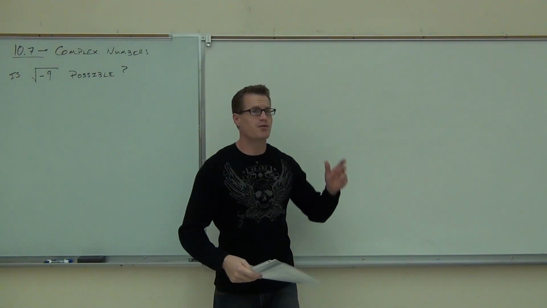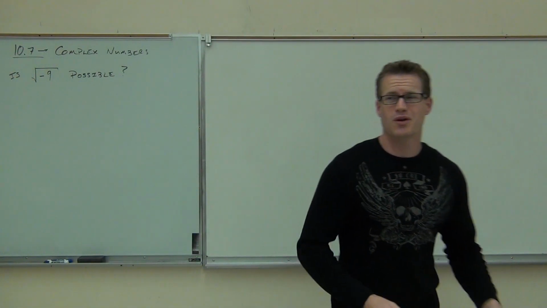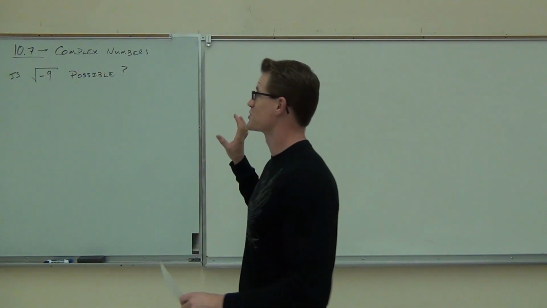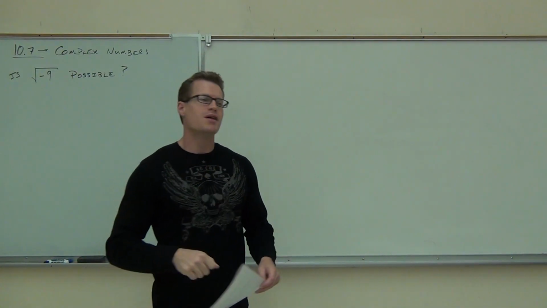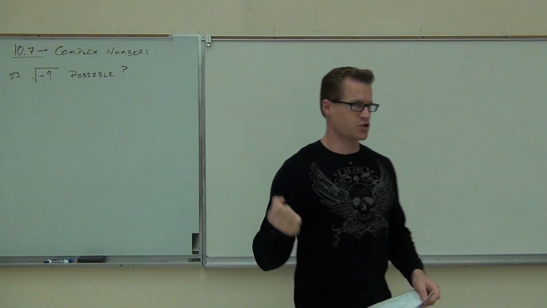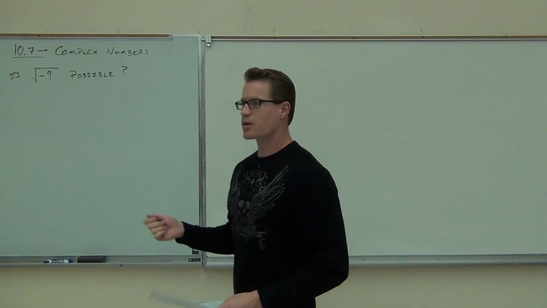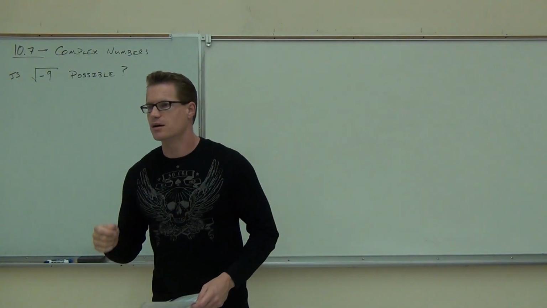So, chapter 10.7, we're going to talk about complex numbers. I hope you're about done with radicals because this section is going to wrap up our radicals for us. This section answers one question. And the question is: is the square root of -9 possible?